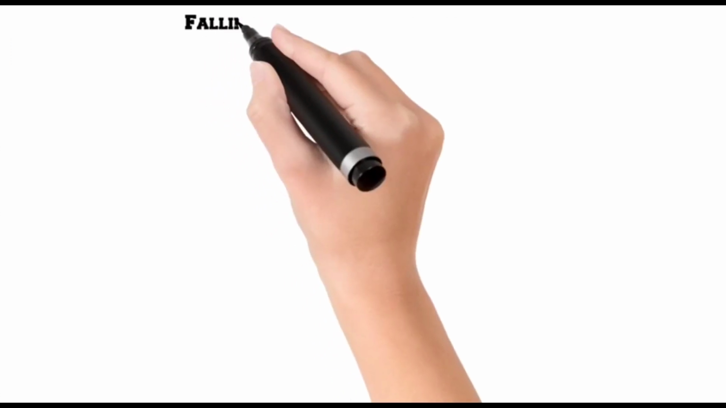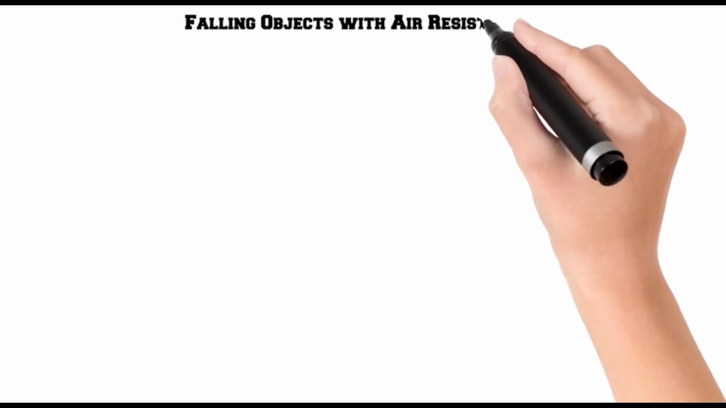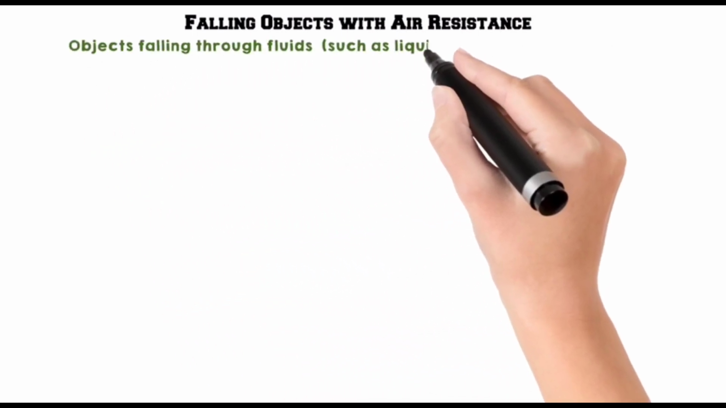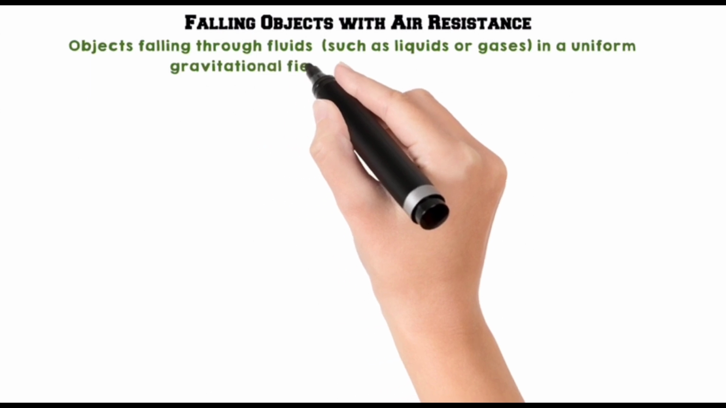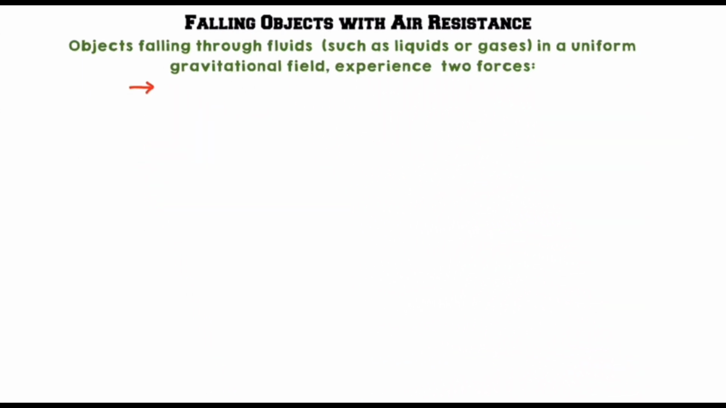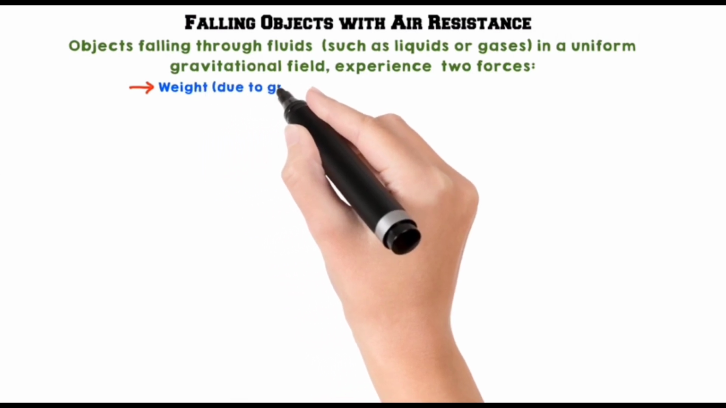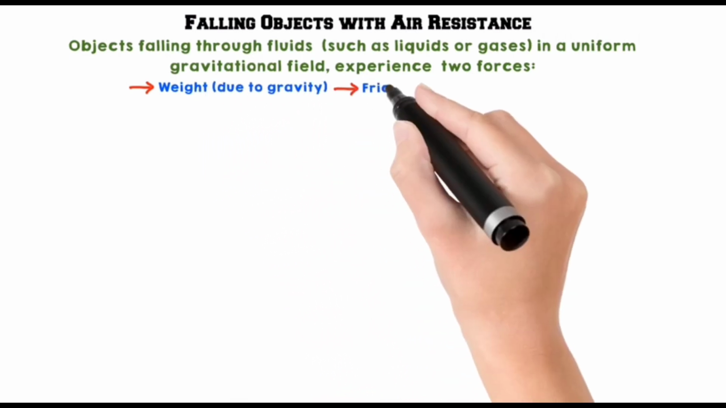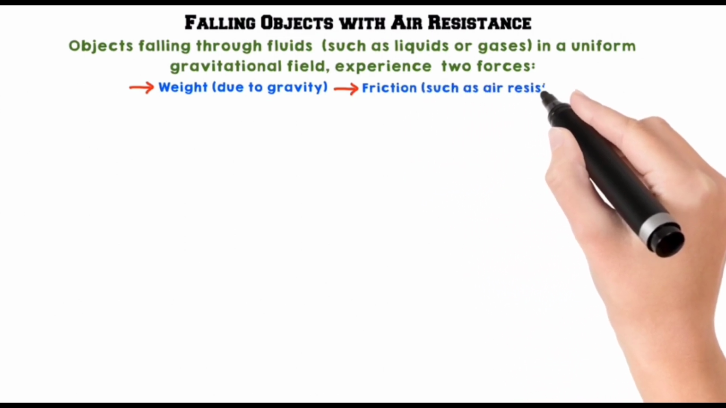Next topic is falling objects with air resistance. Objects falling through fluids like air or gases in a uniform gravitational field experience two forces. First is weight due to gravity. Second is friction due to air resistance.